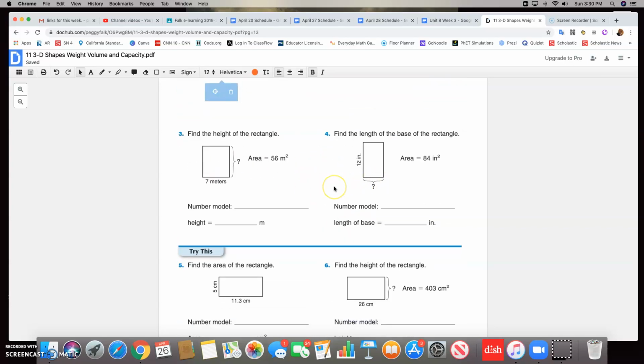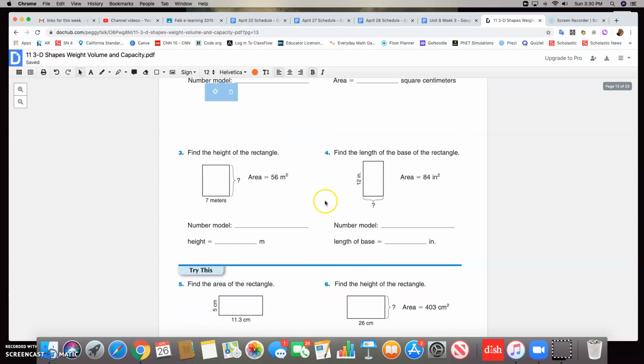Now 3, 4, 5, and 6. This is just review. So find the height of the rectangle. Okay, I am missing how tall it is, the height, or the width. I do know the base. So 7 times what is going to equal 56? 7 times 8. And that would be 56 meters squared. I can't do the little 2 here, but meters squared. So then the height is 8 meters.